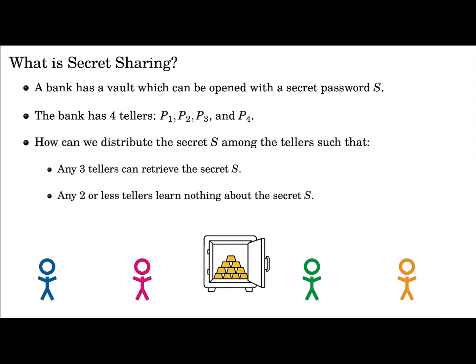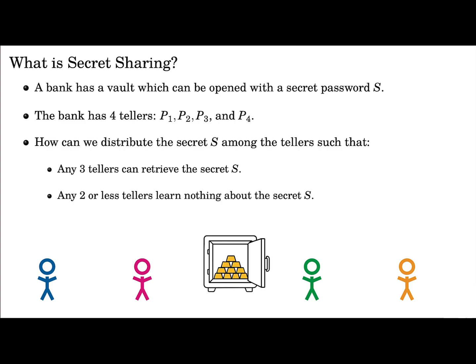Suppose a bank has a vault and that the vault can only be opened with some secret password S. Now the bank has 4 tellers, let's call them P1, P2, P3, and P4. And we do not want to give the full password to any one teller, because then that person could open the vault alone. Instead, we would like to distribute the secret among the tellers in a smarter way.